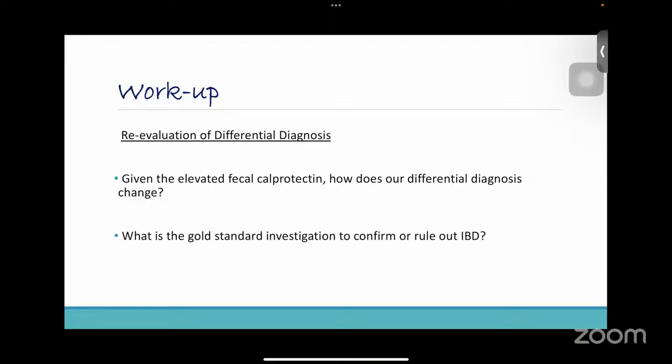So what does an elevated fecal calprotectin tell us? Yes, it indicates intestinal inflammation and is a strong predictor of active inflammatory bowel disease. While it's not diagnostic on its own, it warrants further investigation. So our question here: what is the gold standard investigation to confirm or rule out inflammatory bowel disease?